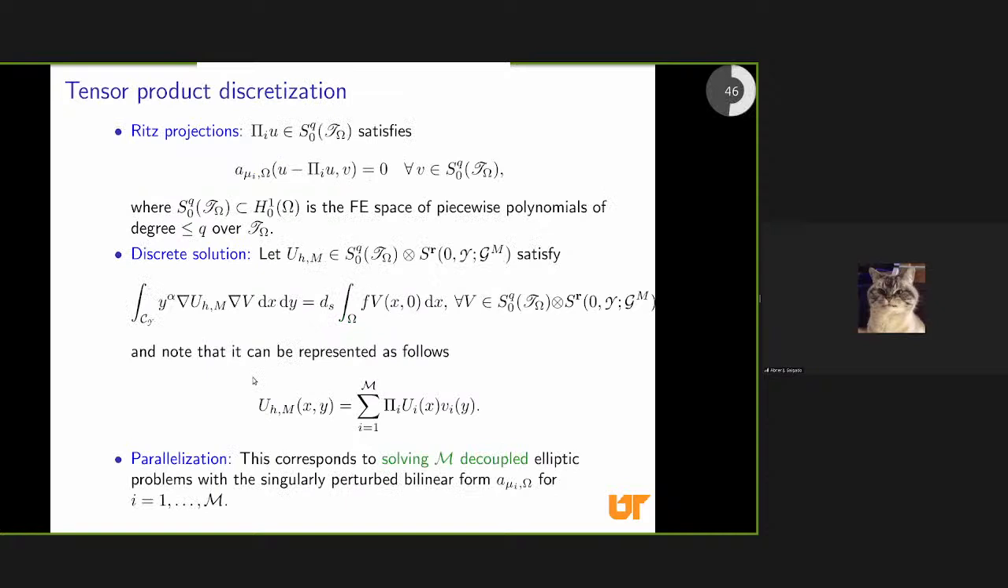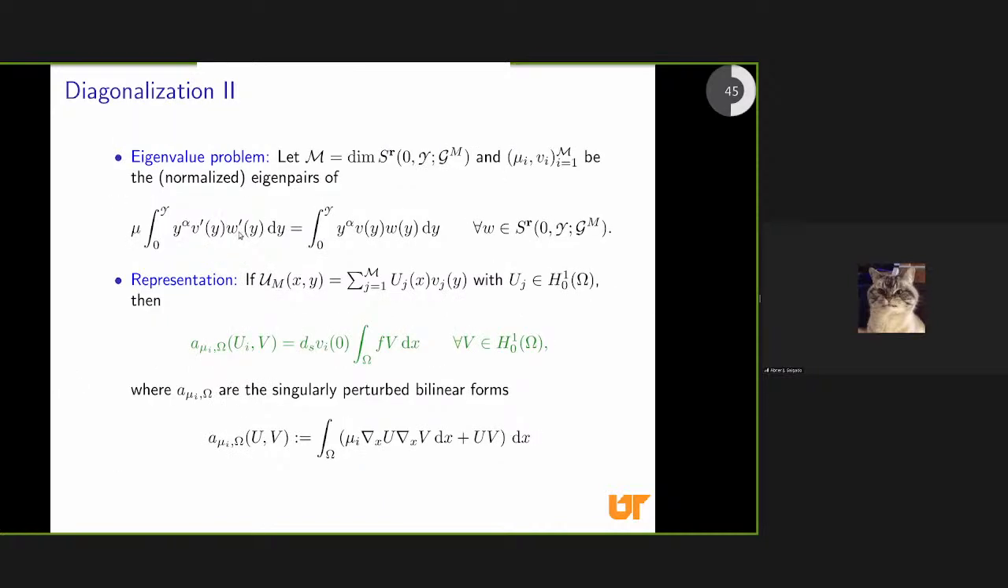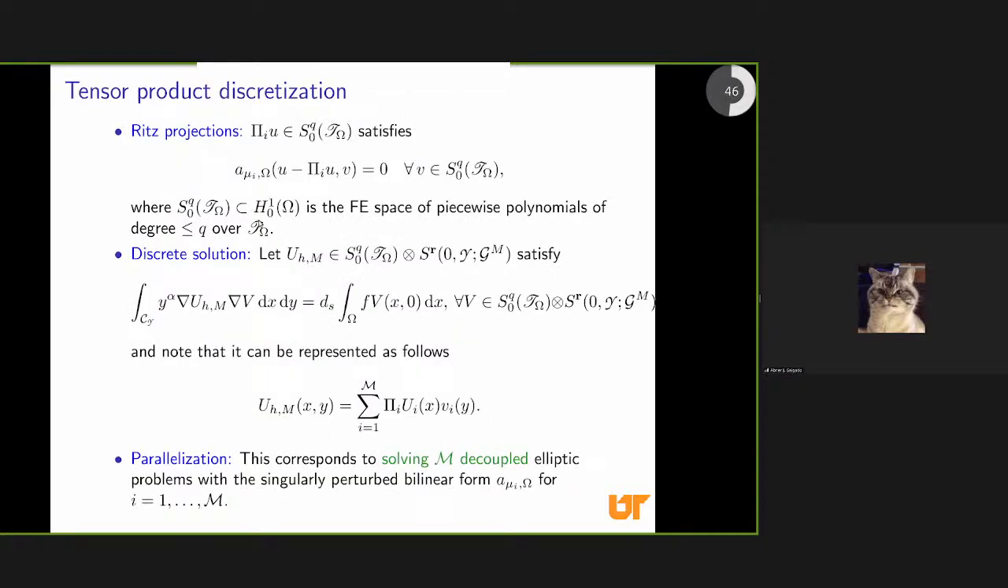Okay, so once again, this is a very easy to parallelize process because you compute these, say, offline, and that gives you the bilinear forms A and the numbers mu. You solve each one of these problems independently, and then you just gather the contributions together.